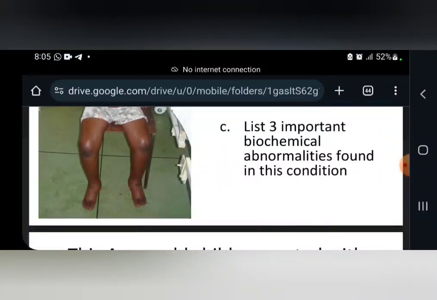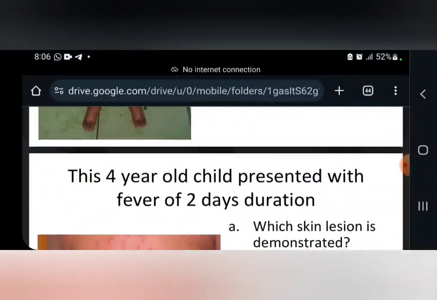Now, the next question is list 3 important biochemical abnormalities found in this condition. Is it clear? They said biochemical abnormality. The first biochemical abnormality, as I've already said, is hypercholesterolemia, hypertriglyceridemia. That's one abnormality. The second biochemical abnormality, we said what? We have hypoalbuminemia. Is it clear? Now you have also proteinuria. Is it clear? As I've said initially. And we have also renal failure as the fourth biochemical abnormality.